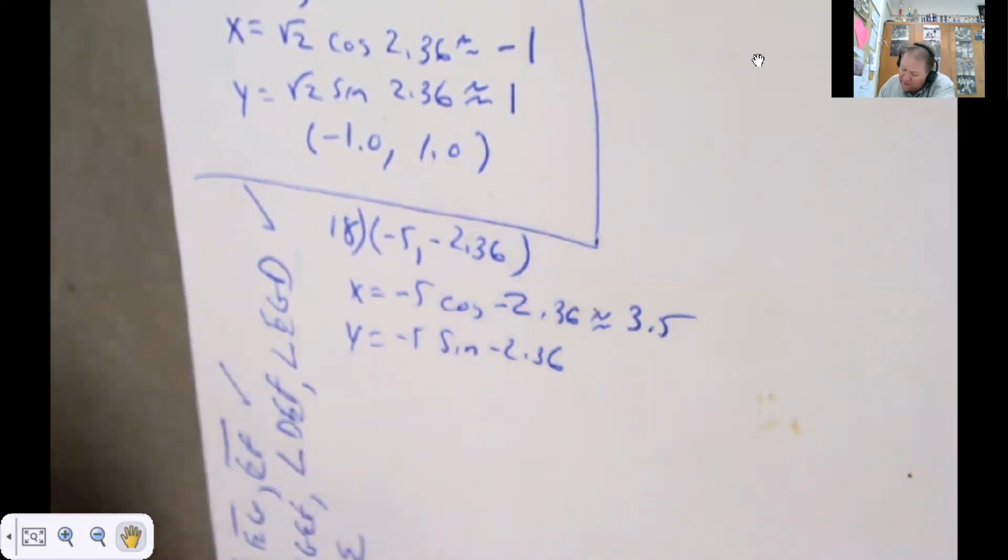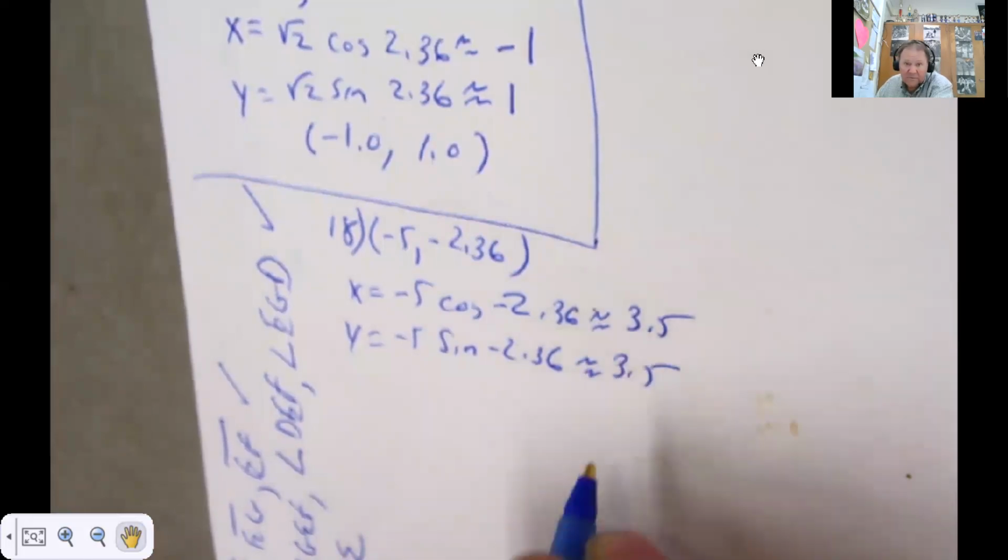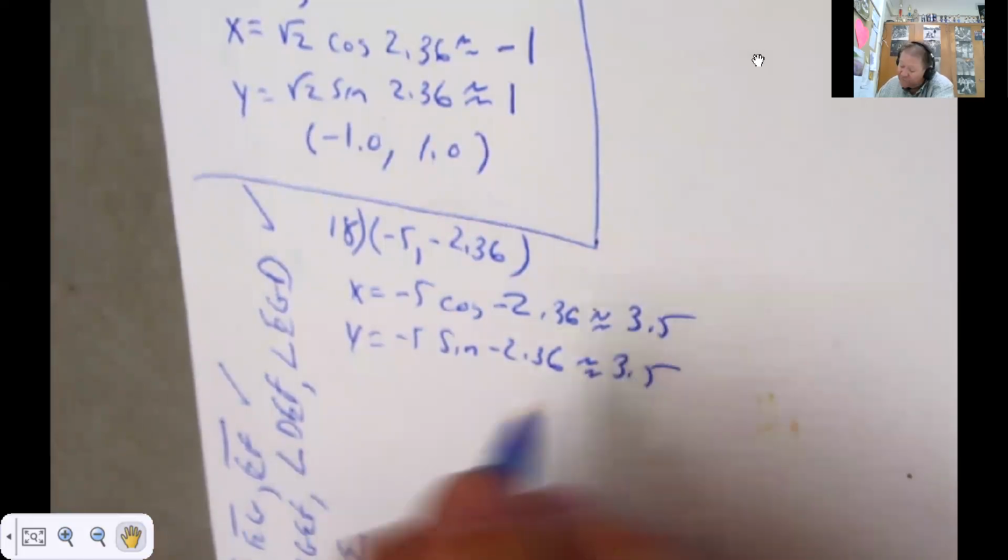And the other one is negative 5. I want to do it again. Negative 5 times the cosine of negative 2.36. Let's make sure. Yeah, that's what I get. And the y value is negative 5 times the sine of negative 2.36. And that's about 3.5. These are both rounded values here.